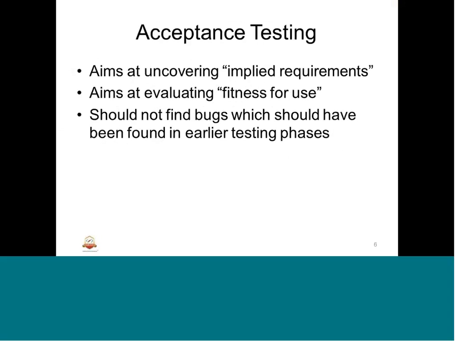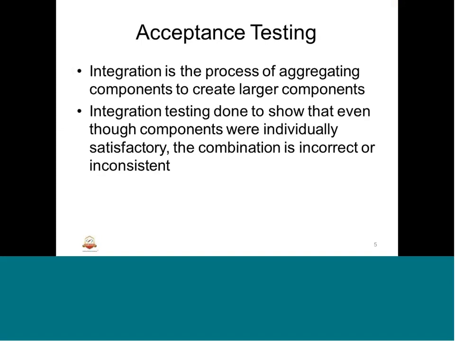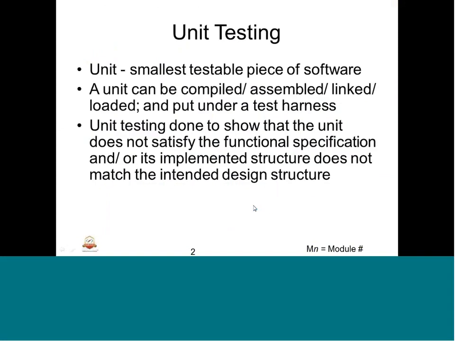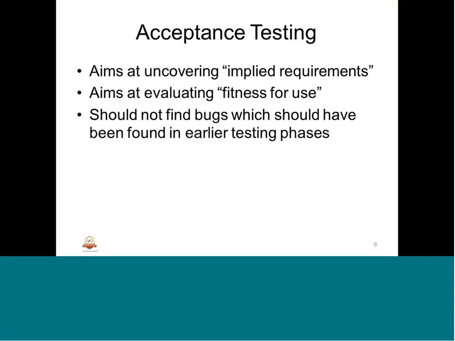Of course, I said acceptance testing is uncovering the implied requirements aimed at evaluating fitness for use. It's a very selective level. That means some of these system testing tests can be reused to make sure that the product is accepted, and definitely that should not find bugs which should have been found in the earlier testing phases. That means integration and unit testing or system testing, whatever the bugs are there, these bugs should be fixed. So acceptance testing is the last we do before we release the product.